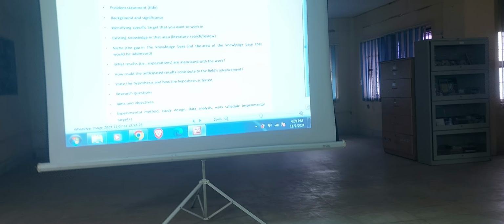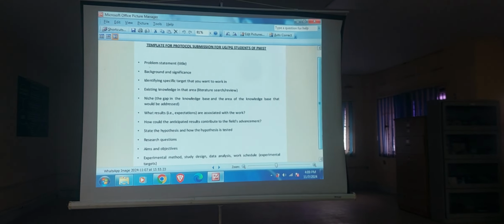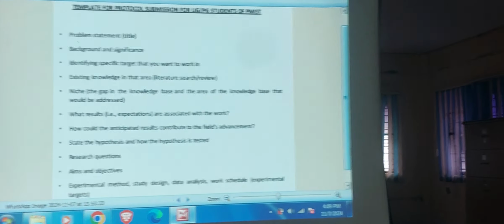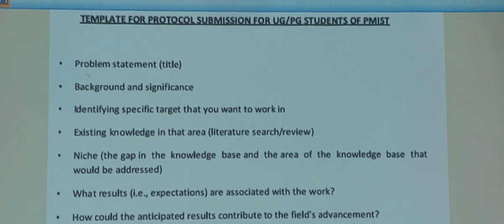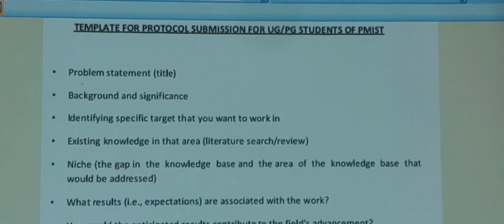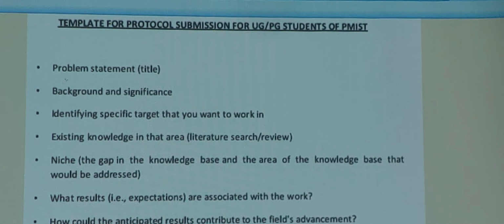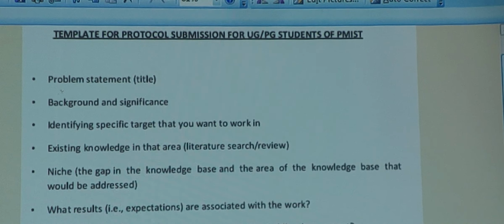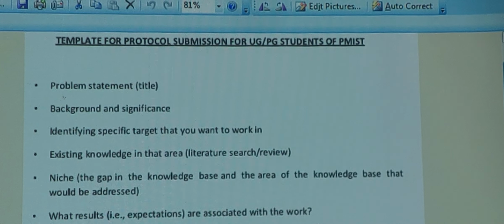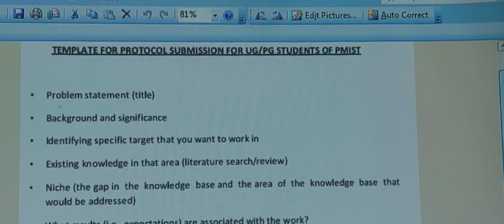whatsoever it may be, the title must have a problem statement. I will provide you with the example. The title must have a problem statement. No, not two words. Among the entire words that you are using as a title, the problem statement should be mentioned in the title. Okay. Then the background and the significance.